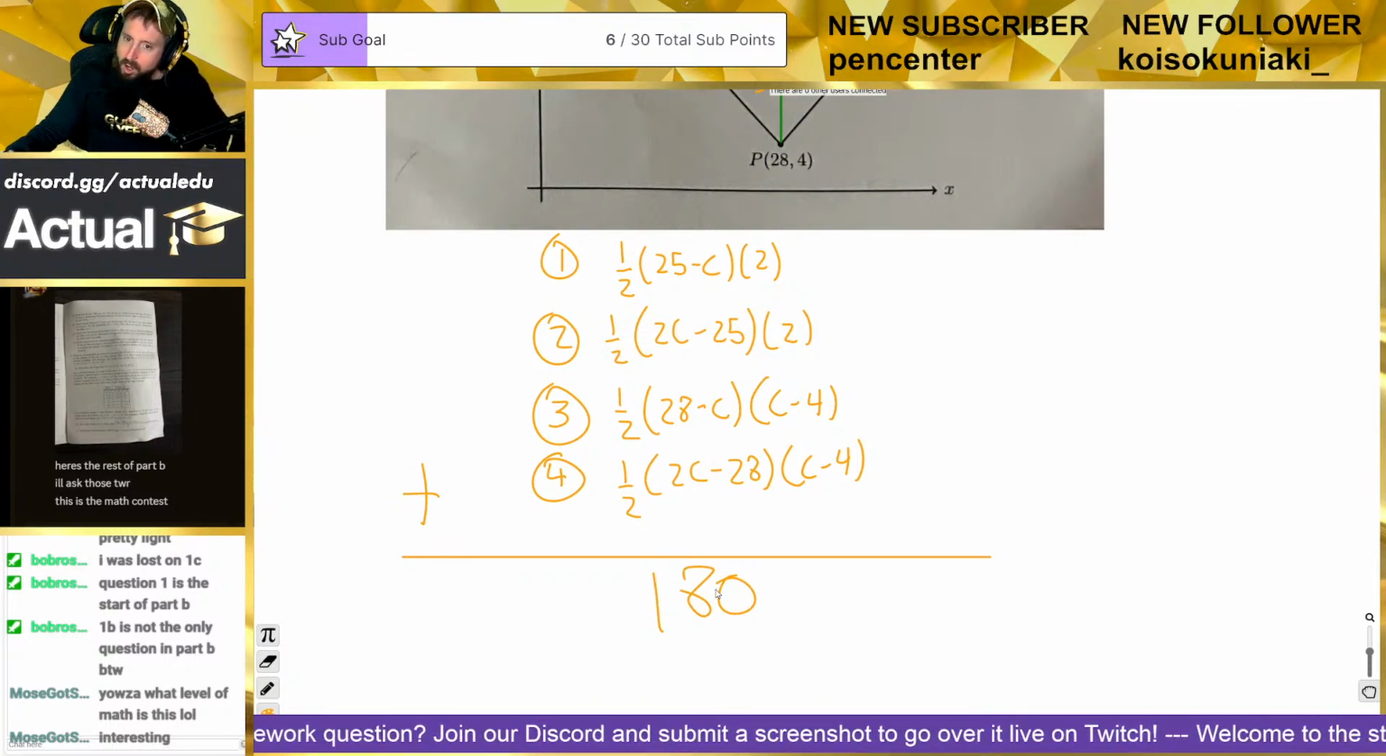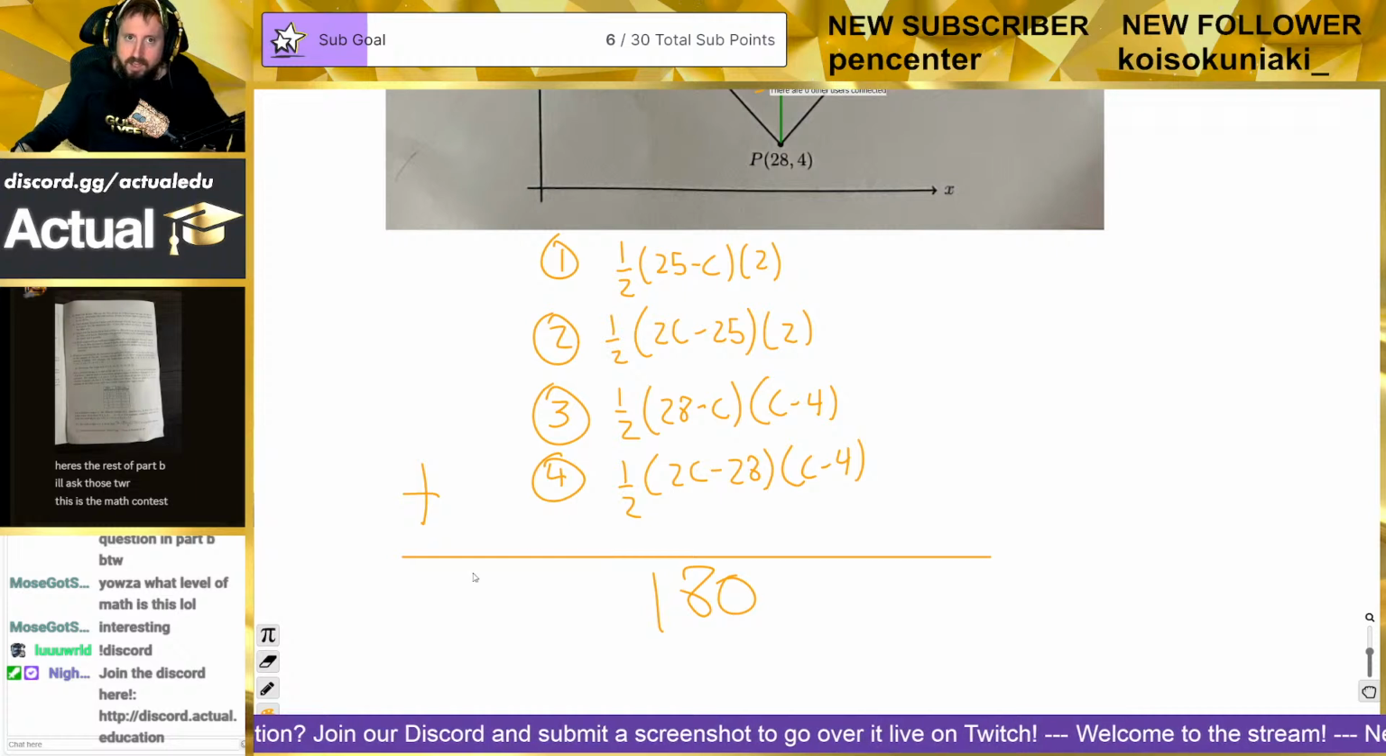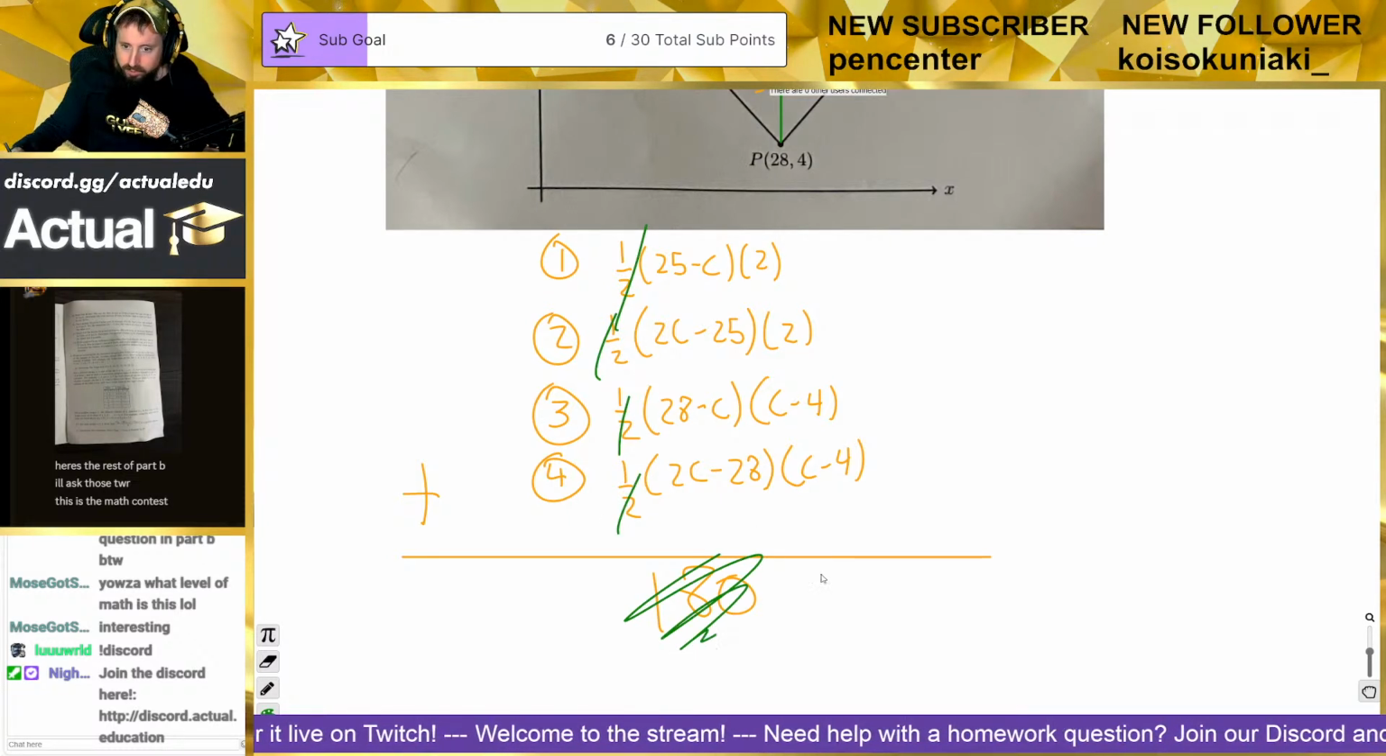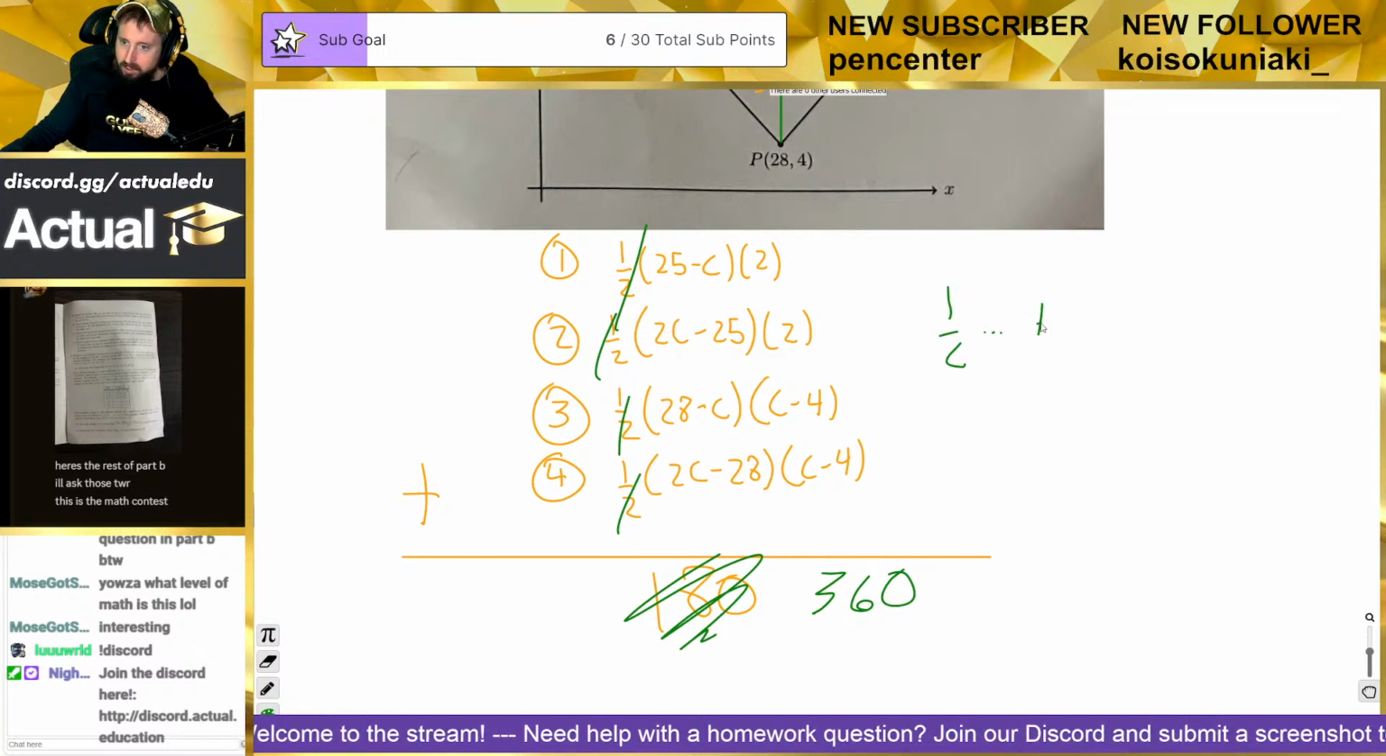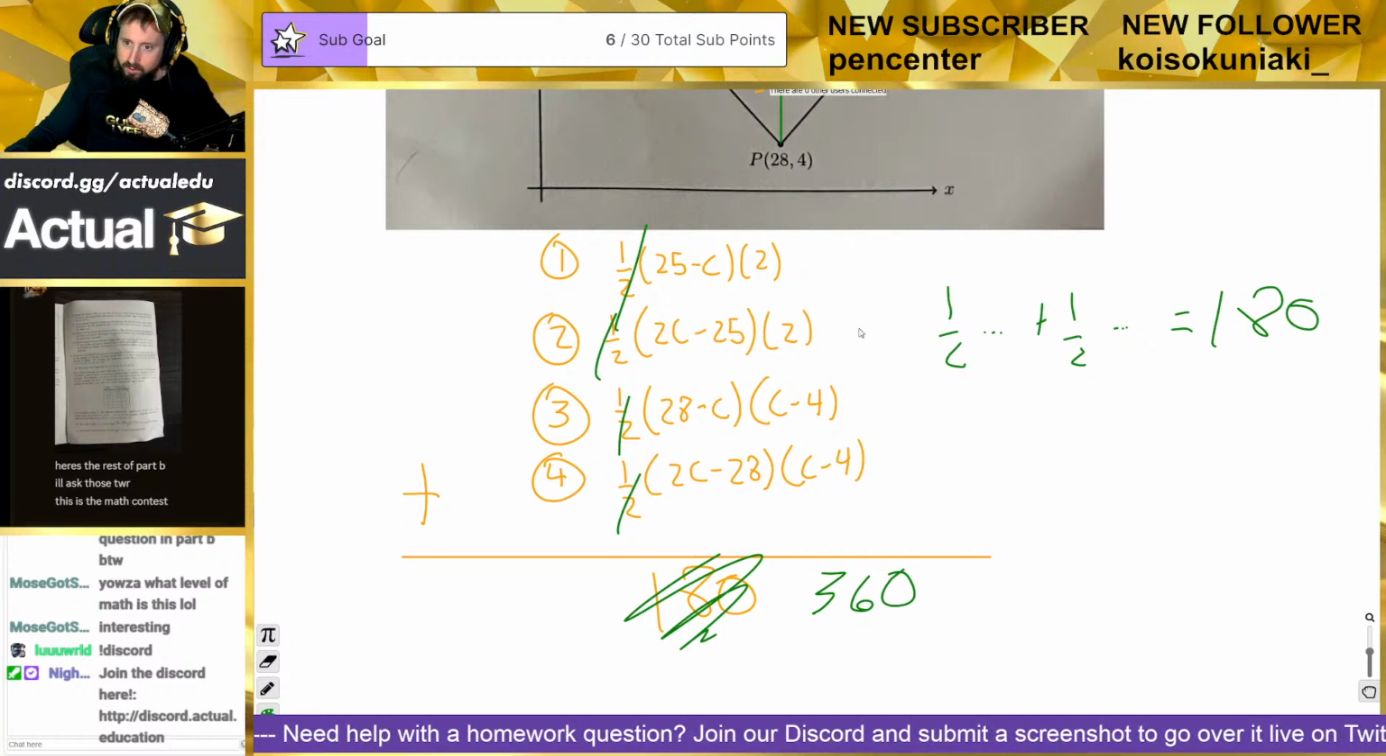Okay. So, first of all, since all of these things have 1/2s in them, I'm just going to get rid of all these and just say that this is all equal to 360. Right? Because it's 1/2 blah, blah, blah, plus 1/2 blah, blah, blah, equals 180. So I can just multiply both sides by 2, just to get rid of the 1/2, because it's kind of annoying.